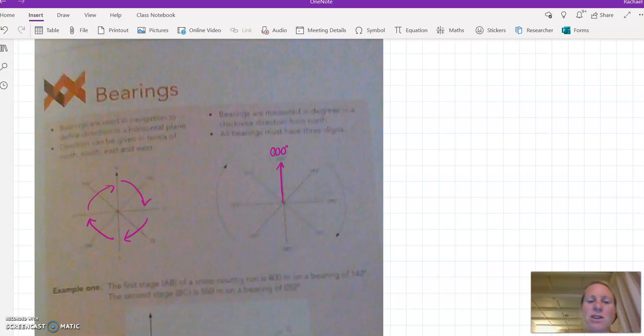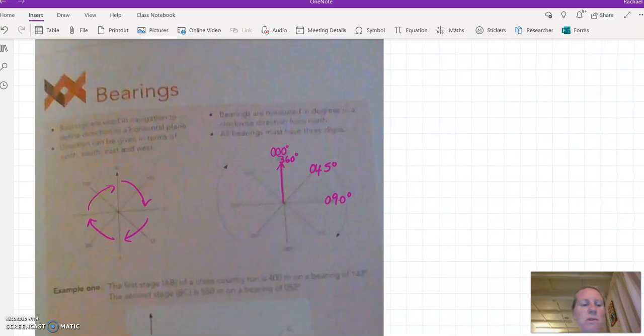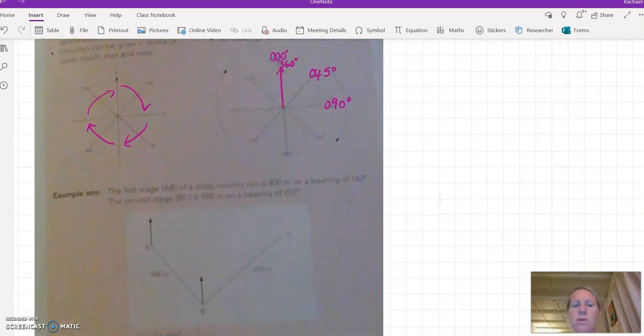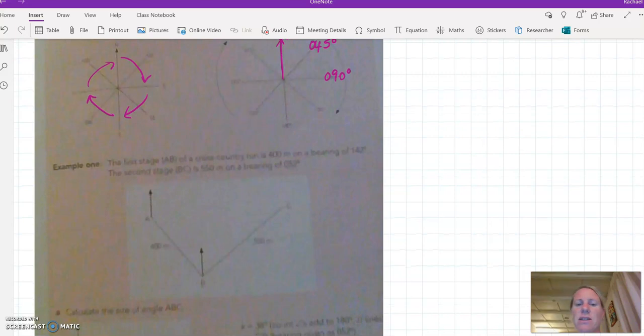Okay, all right, so it could also be 360 degrees. Okay, so due north can be written as either of those. Okay, then as we go around, as we've got northeast, that would be at 45 degrees, so 045. Then we've got 090 for east, etc., and they're all in your book there. Okay, so when we read a bearing, we have that north, that line that's pointing north, and we just read round to wherever it's going.